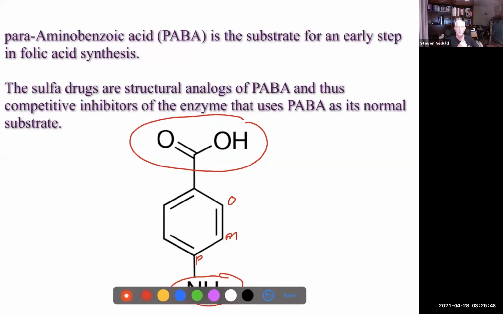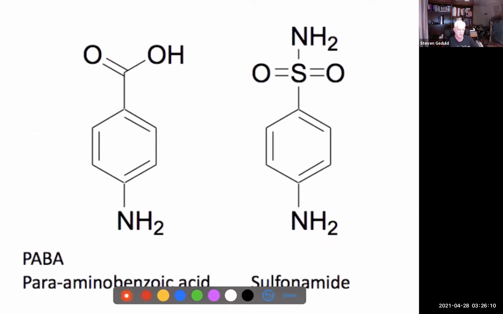Okay, sulfa drugs are structural analogs of para-aminobenzoic acid. They're competitive inhibitors of the enzyme that uses para-aminobenzoic acid as its normal substrate. So it's a competitive inhibitor for the enzyme that uses para-aminobenzoic acid as the substrate in the production of folic acid for the bacteria.